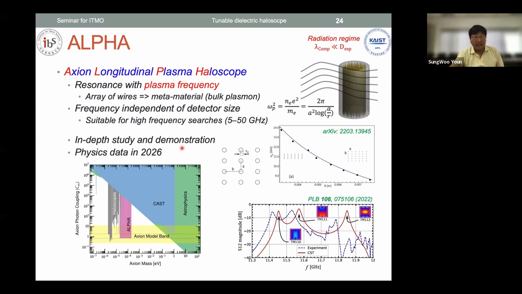Recently they performed an in-depth study, recently published in PLB, which is very nice. A different, separate group also demonstrated tuning by varying the distance of the wire array in one dimension, and they demonstrated it so nicely. If I understand correctly, the ALPHA consortium plans to start the DAQ for the physics scientific run in 2026, and this is their expected projection.